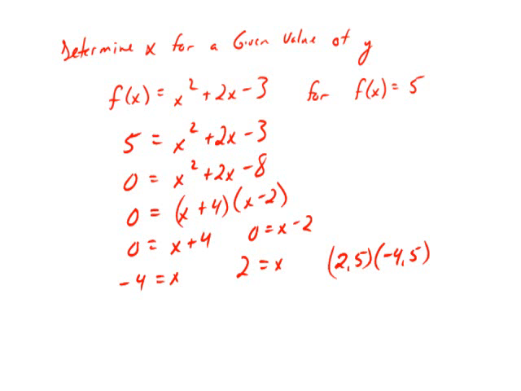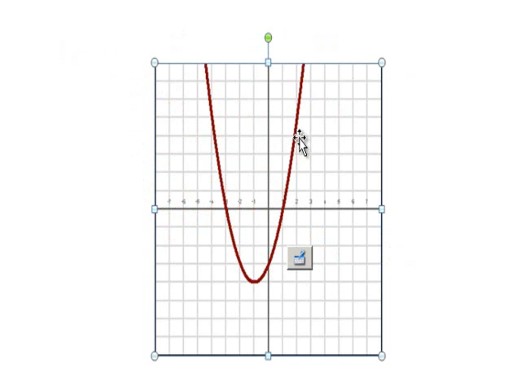Let's look at the graph of this function. Notice that we have the points (2, 5) and (-4, 5). In other words, here's where I have the value of 5 for y, and it intersects the curve in two places, at -4 and +2.